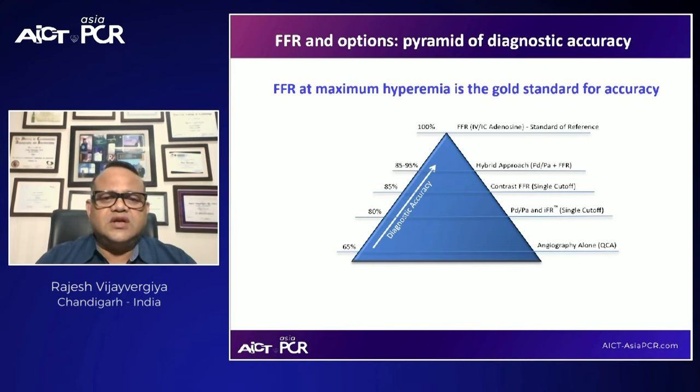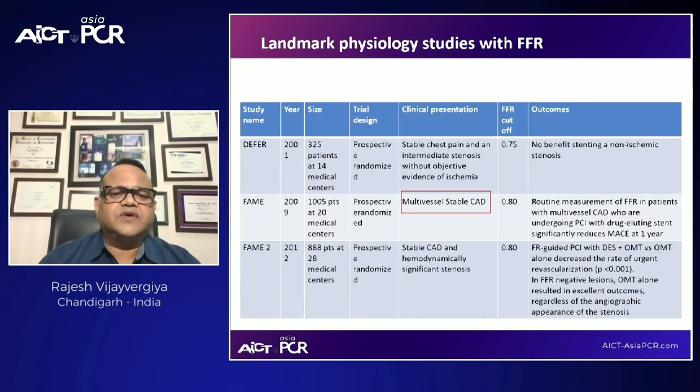FFR is a gold standard to assess the functional significance of coronary stenosis, and if you see the accuracy of FFR in comparison to other modalities, coronary angiography has around 65% accuracy, while resting Pd/Pa and also the single cutoff iFR have an accuracy of only 80%, while FFR has 100% efficacy for the functional assessment of the coronary lesion.